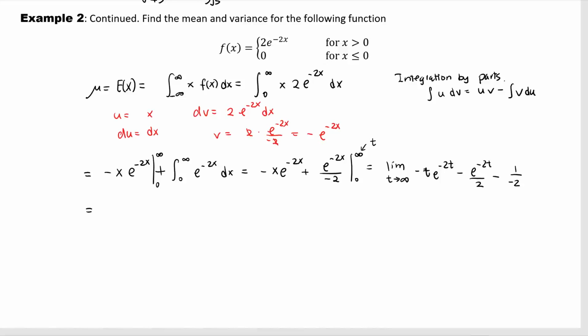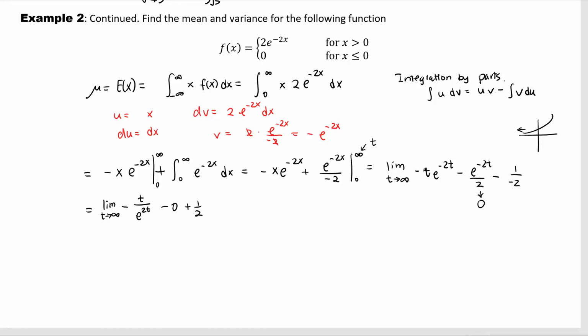Well, let's look at the limits of the first one. We have t, e to the minus 2t, which means e to the 2t actually lives in the denominator. So when t goes to infinity, what does the exponential function look like? Minus 2t goes to minus infinity, so this guy actually goes to 0. Okay, and then we have minus 0, and we add 1/2. Now let's look at this guy.